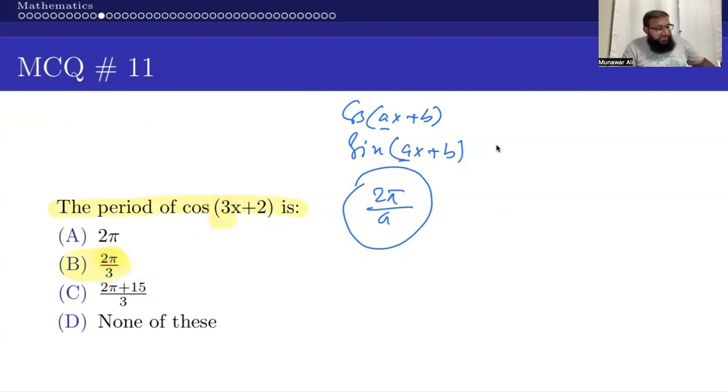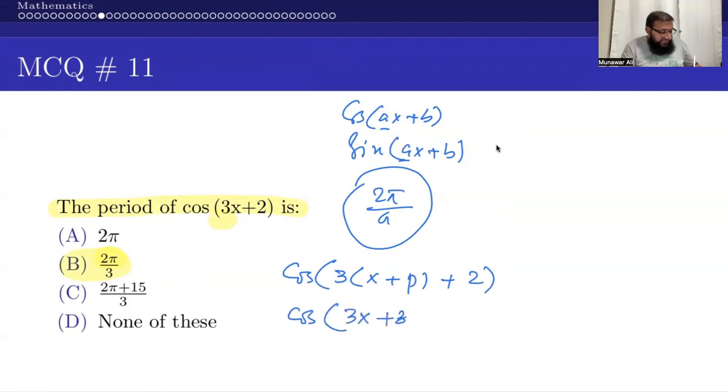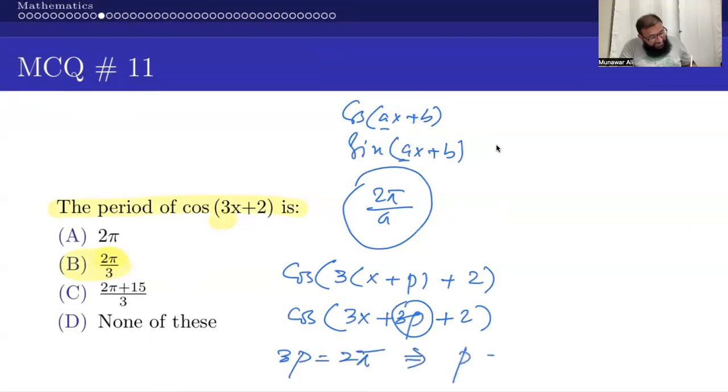That's it. Otherwise, you can do it in a different way. Okay, cos 3 with respect to x, I'm writing x plus p, where p is the period. This becomes cos 3x plus 3p plus 2. Now the period of cos is, because I replace x by x plus p, the period of cos is 2 pi. So 3p is equal to 2 pi. It implies that p is equal to 2 pi by 3, which is my answer. That's it. So you can do it in this way as well, but I don't prefer that method.